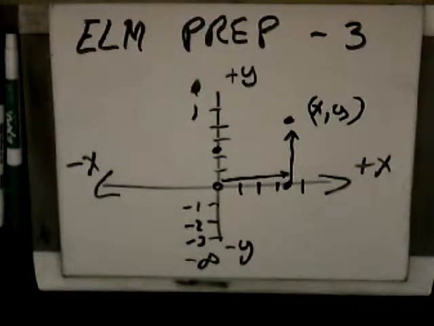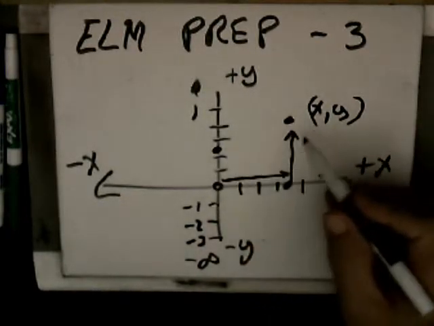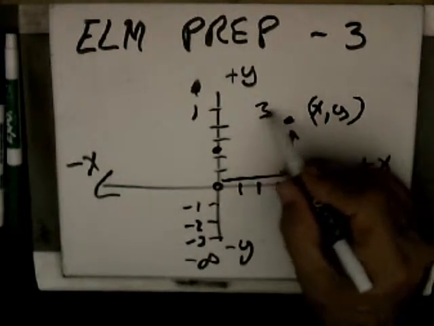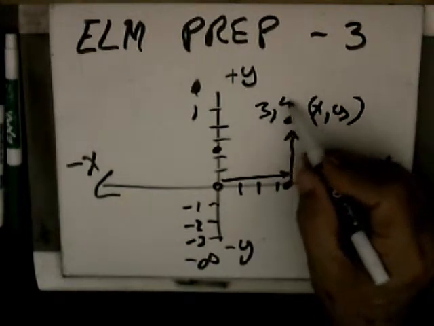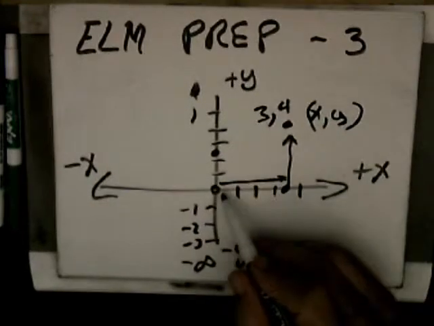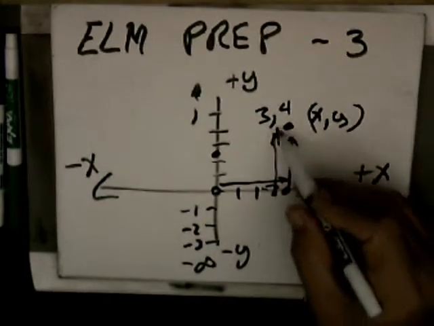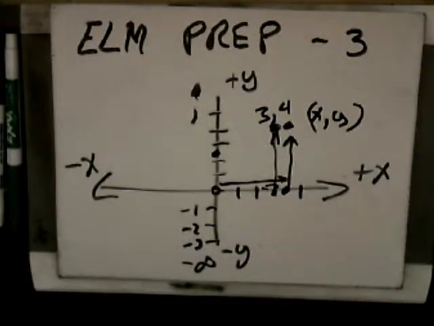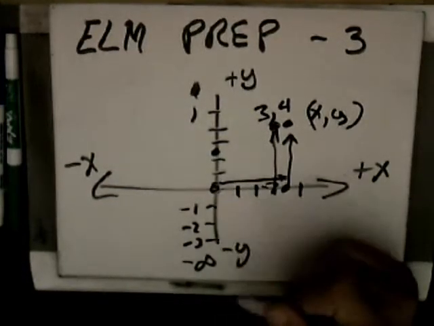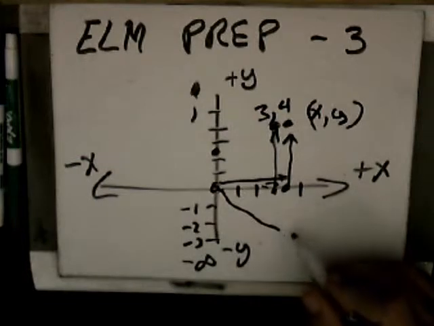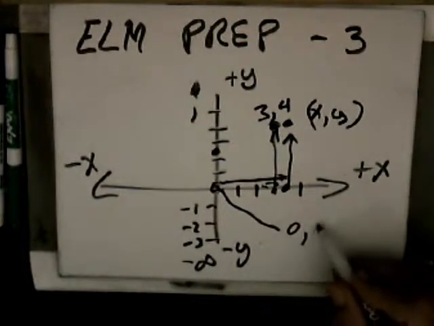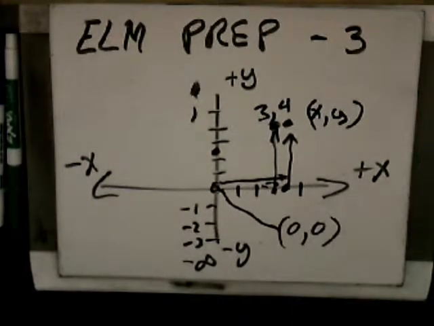So any point on the Cartesian will have these two coordinates, and we call them coordinates because they're pairs of coordinates. And so I could have a point here that would maybe be 3, 4. That means I went 3 in the x direction and then 4 in the y direction to arrive at my final destination, starting at 0, 0. The center is 0, 0, 0x, 0y.